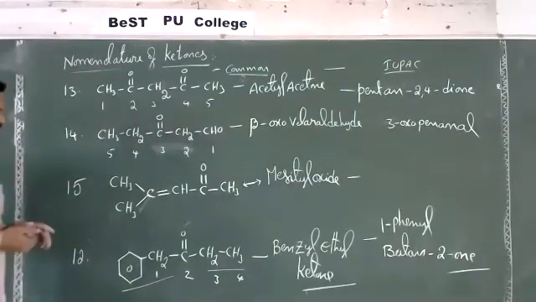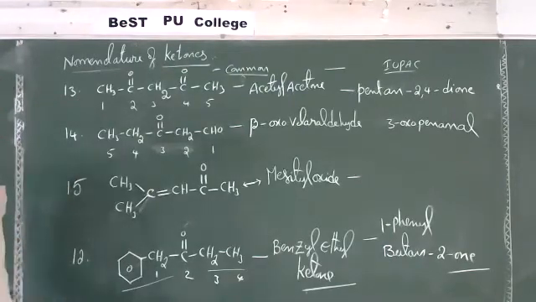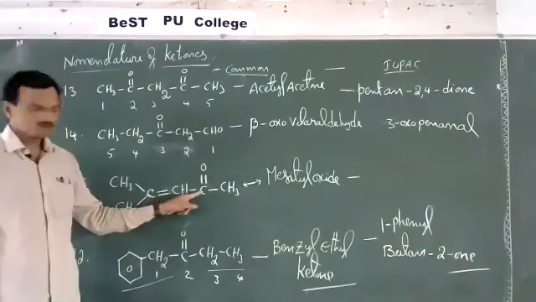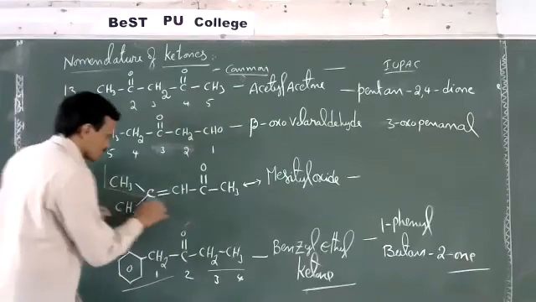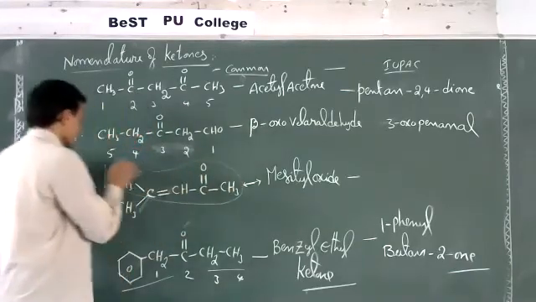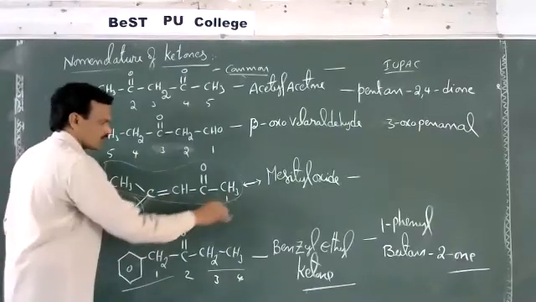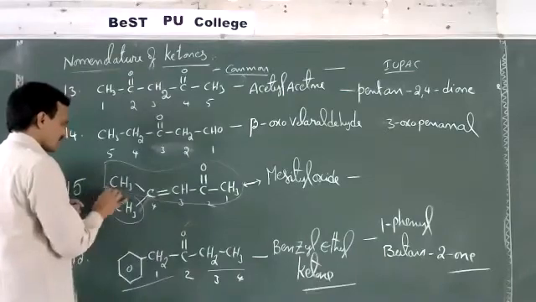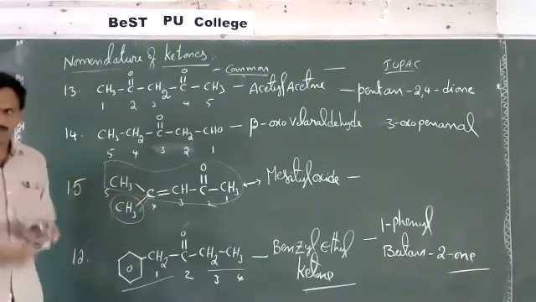Then what is the IUPAC name? First we should give numbering here. From which end we have to give numbers? From this end, 1, 2, 3, 4. But from this end you can get only 2. So this will be the long chain here, and this will be a branch. Now 1, 2, 3, 4, and this is the 5th carbon. So 5 carbons are there.